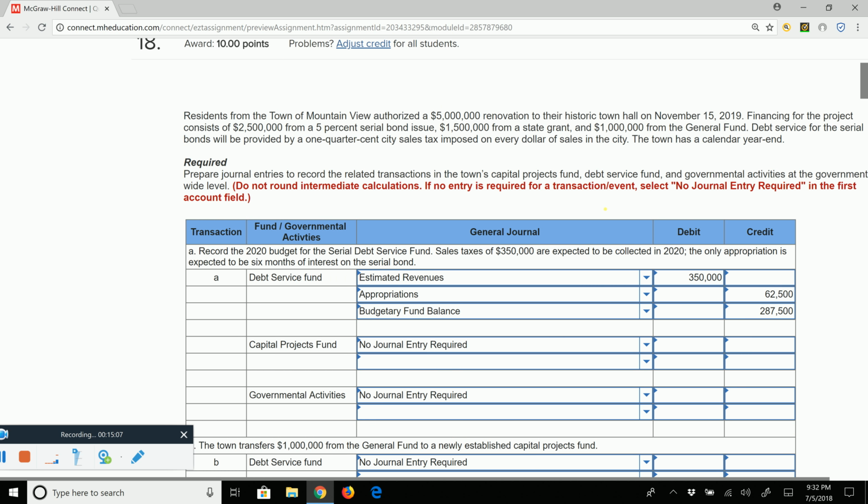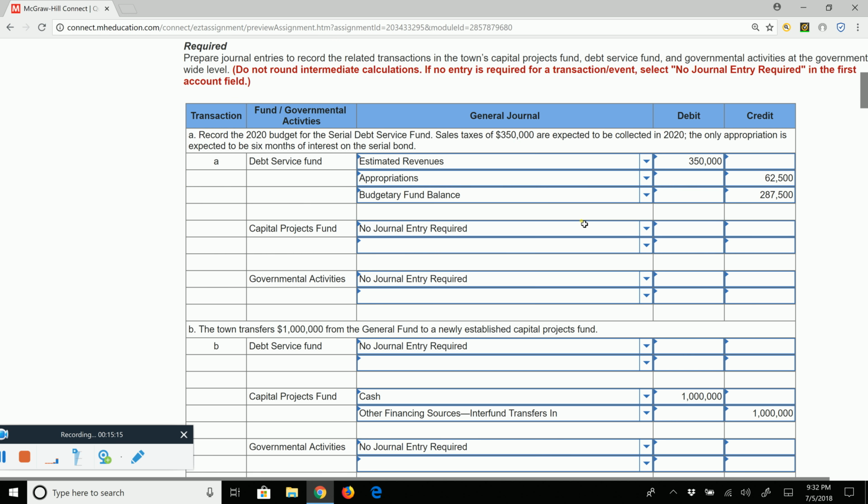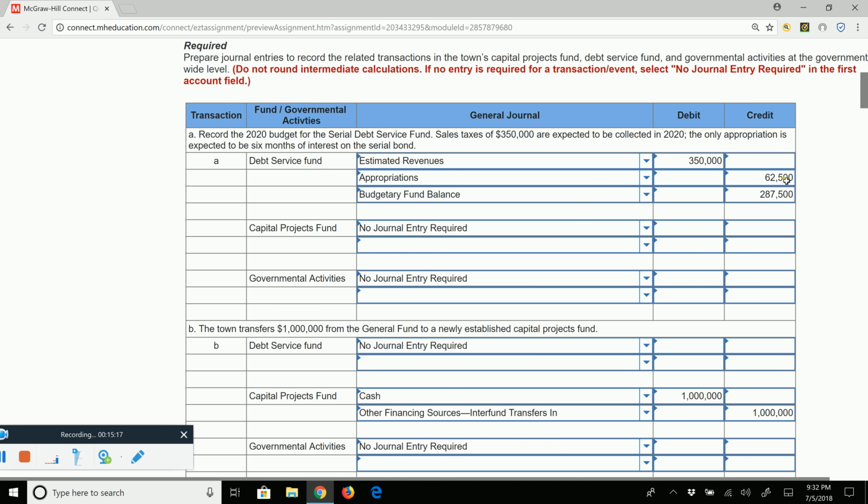Well, if we do the math, what do we have? We have a $2.5 million bond times 5% for a half a year. There is your $62,500. The difference to balance the journal entry, whatever is needed, debit or credit, is recorded to the budgetary fund balance. There's no journal entries required in the capital projects fund, or in this case, the government-wide. There's no budgeting in the government-wide statements.